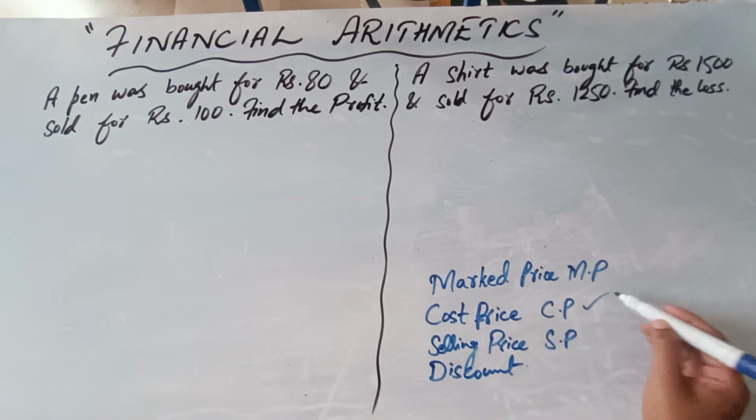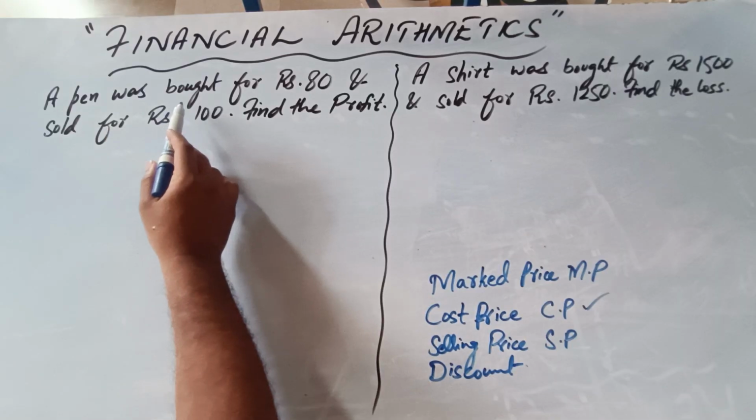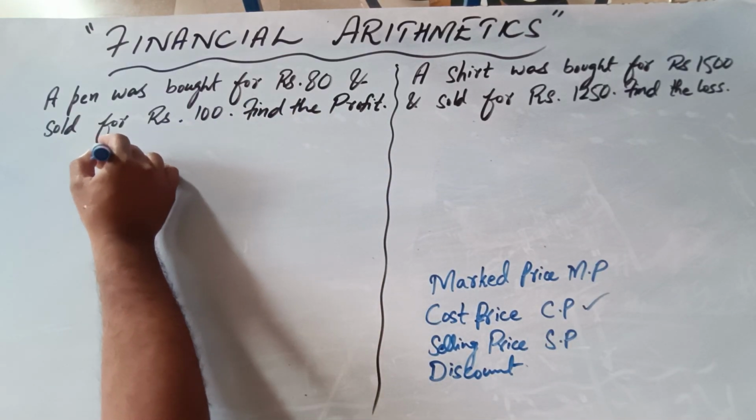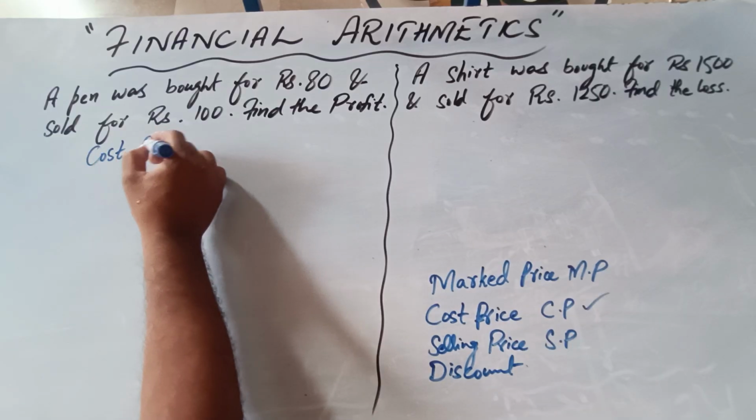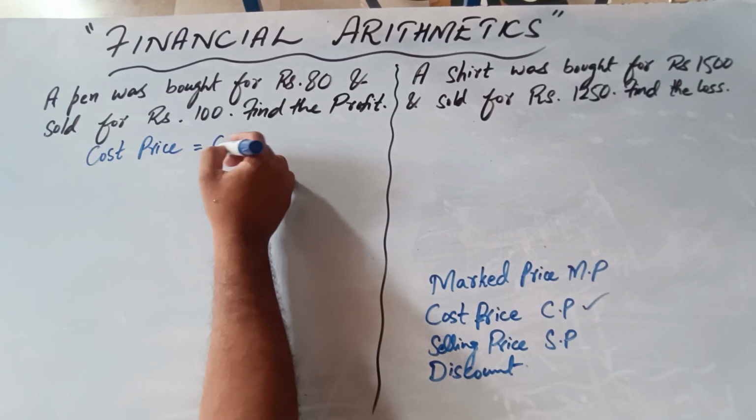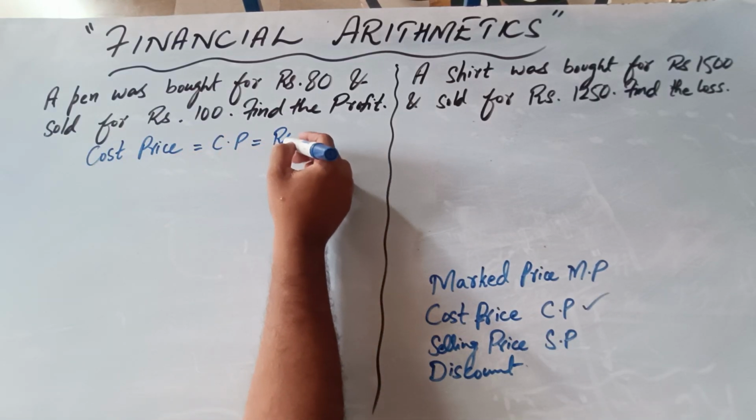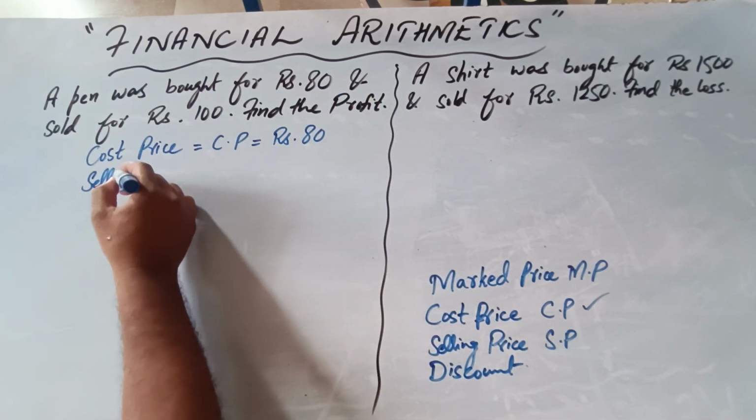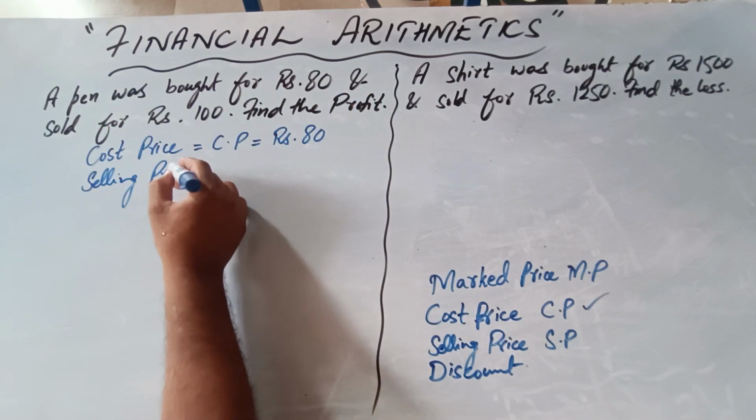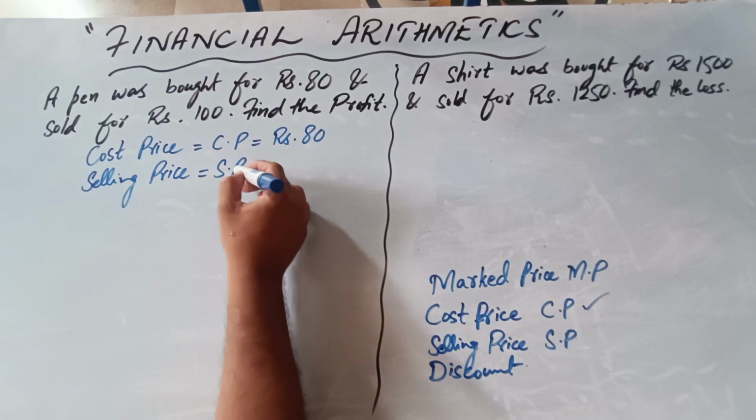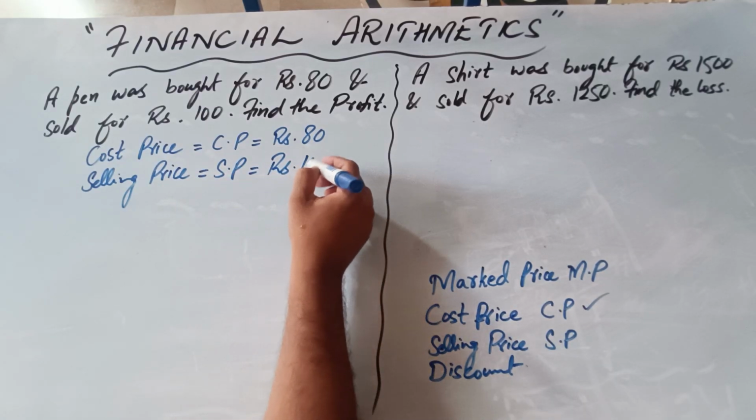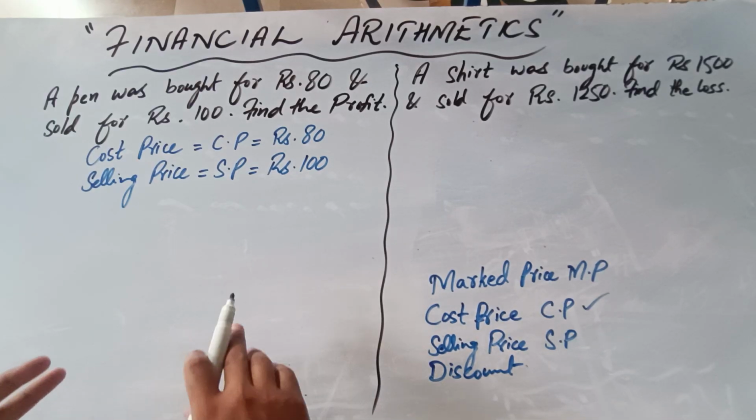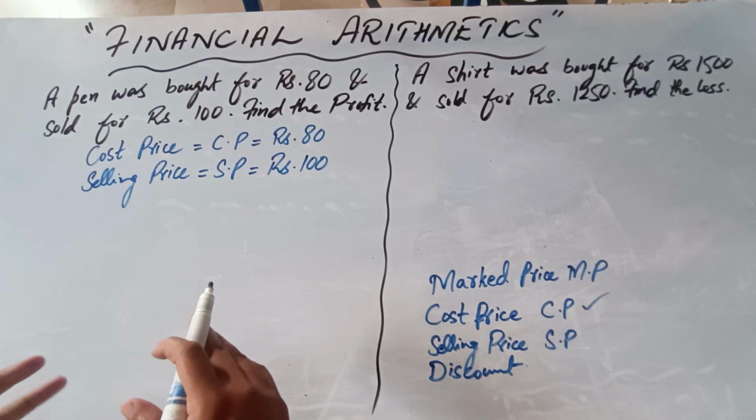So CP stands for cost price. A pen was bought for rupees 80. So the price at which something was purchased is called cost price. So cost price is rupees 80 and sold for, so sold means selling price. The selling price of the pen is rupees 100. So the pen is sold at rupees 100. Find the profit.